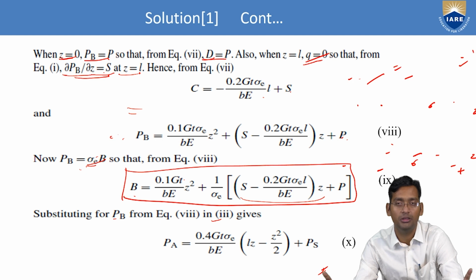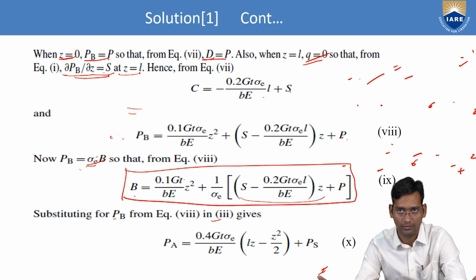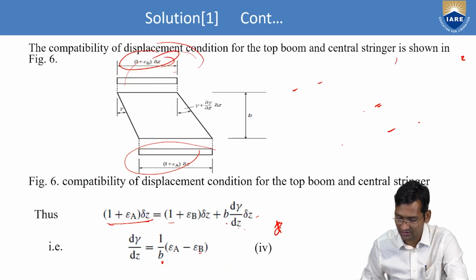Now we found B. Now next is what? PA we have to find. That is just here.